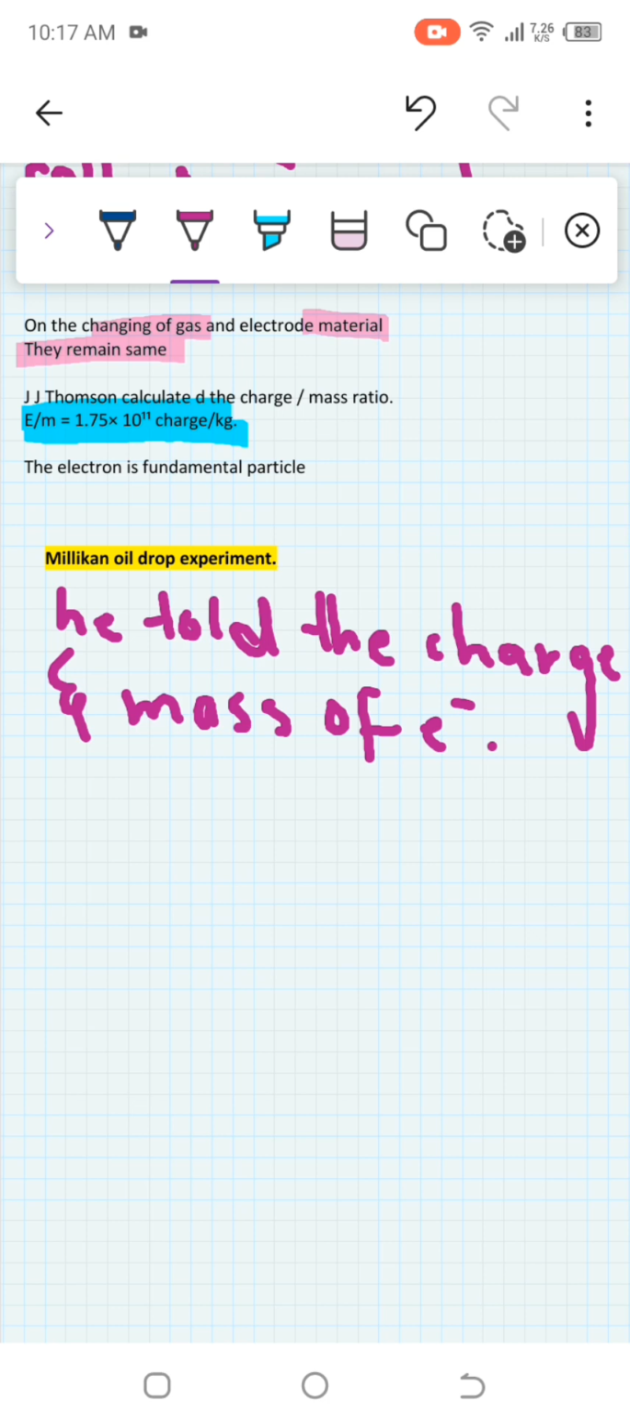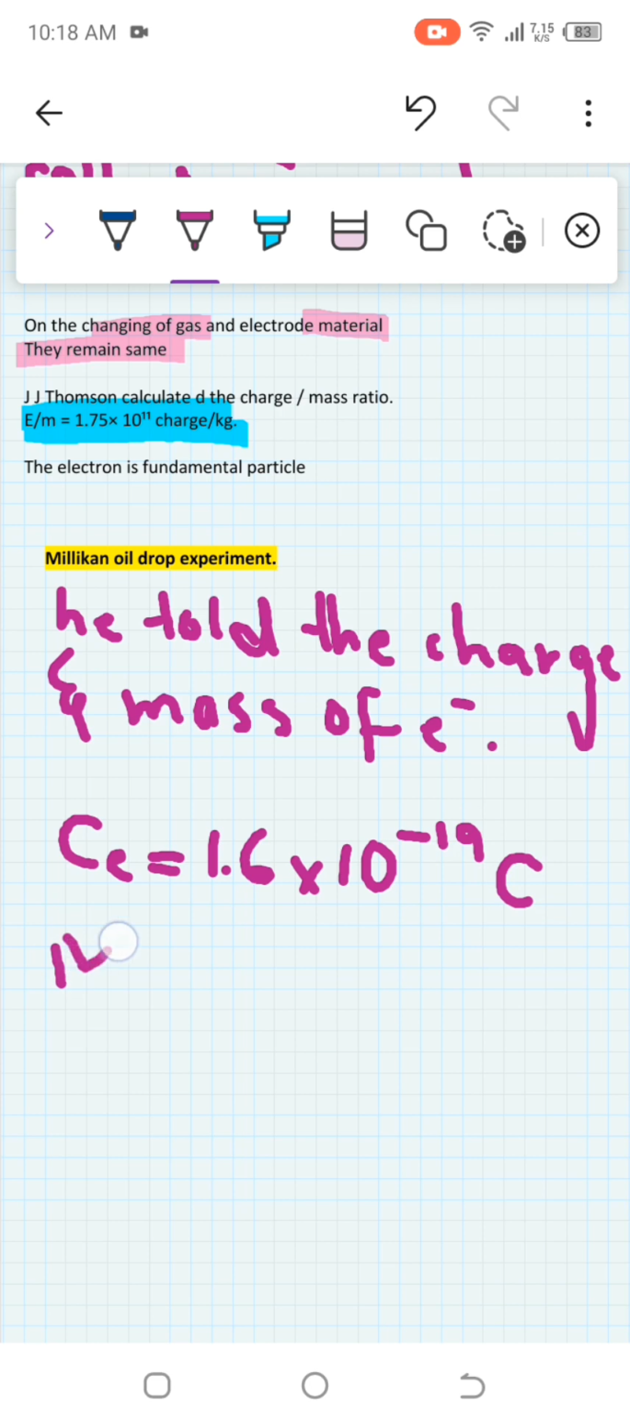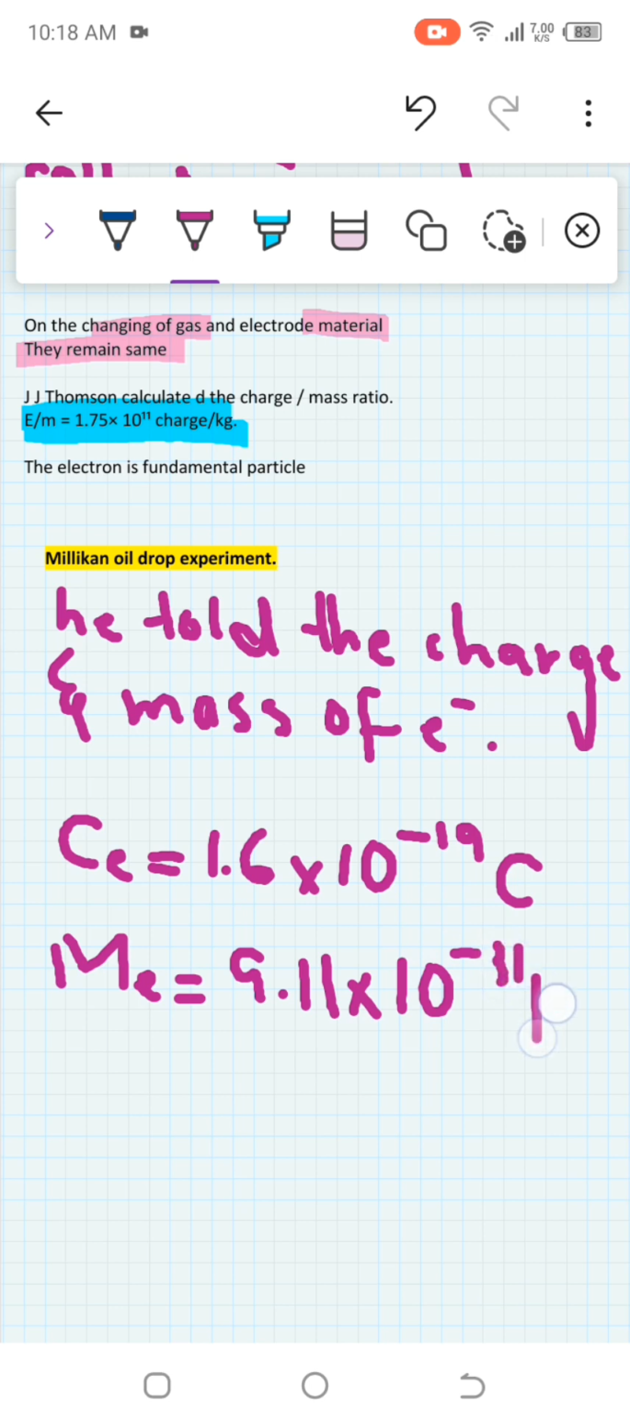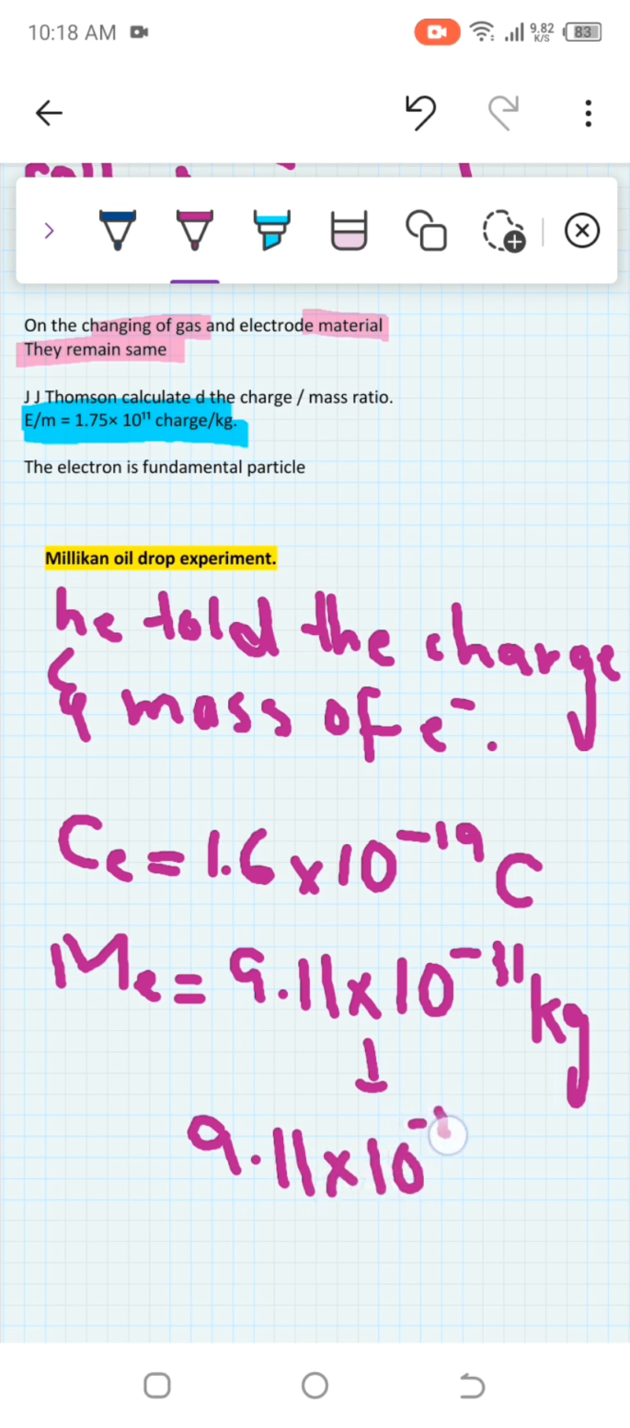Suppose he told that the charge of the electron is 1.6 into 10 raised to power minus 19 coulomb, and the mass of the electron is 9.11 into 10 raised to power minus 31 kilogram. When you write this in gram, that will be 9.11 into 10 raised to power minus 28 gram. So the mass and charge were calculated through the Millikan oil drop experiment.